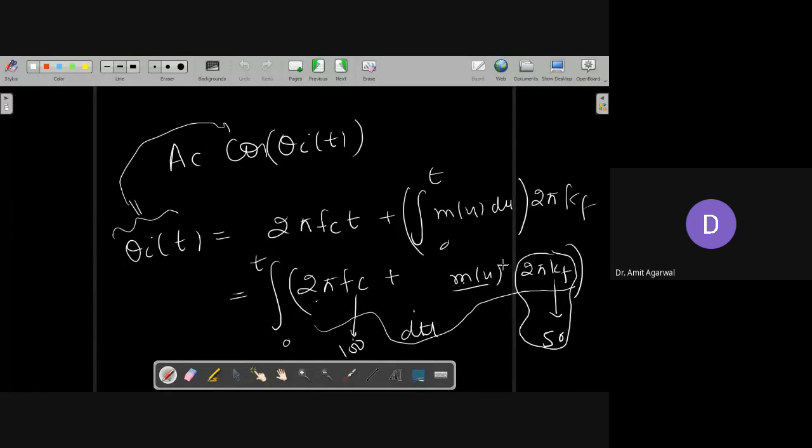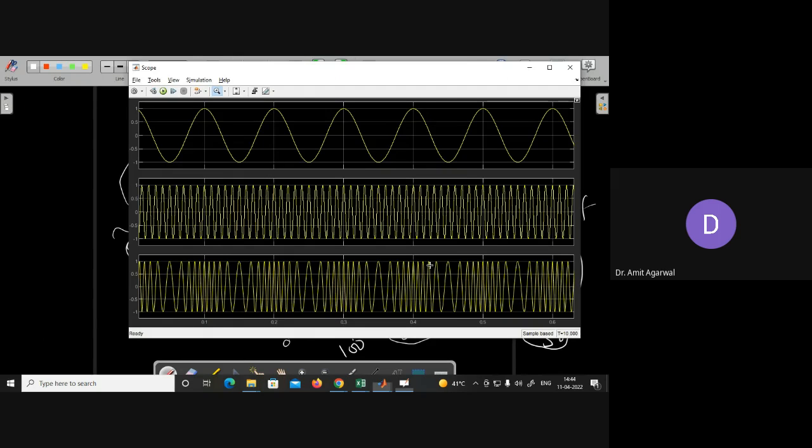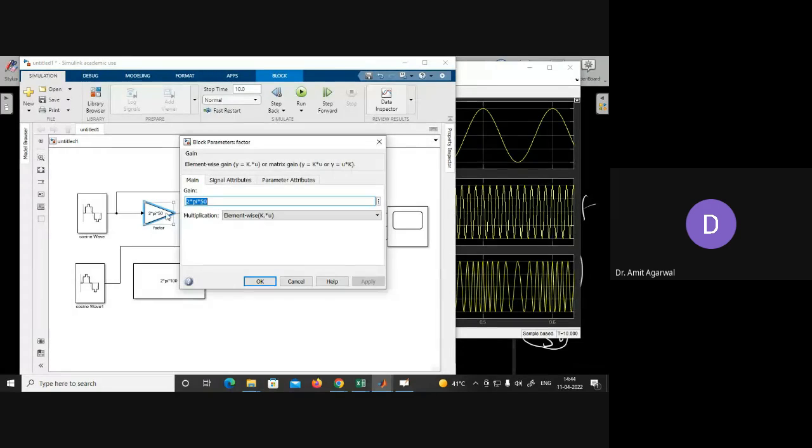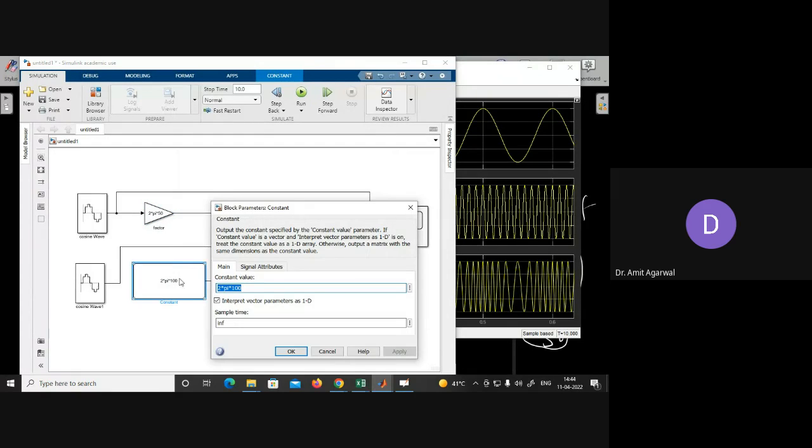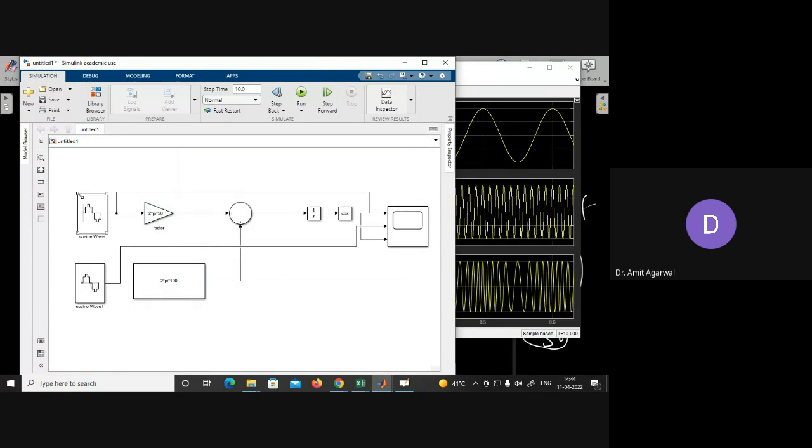Yeah, because this is the gain you are providing to your message signal, right? That is why I called it gain. 2 pi kf is the gain you are providing to mu, and this is your fixed carrier frequency. So if you change kf, you have to change this. If you are asked to change the carrier frequency, then you have to change here, right? Because you are multiplying it here, you are providing gain, right? 2 pi kf m(t).